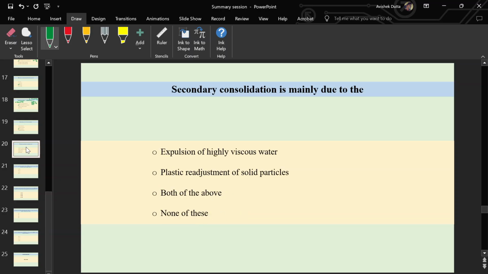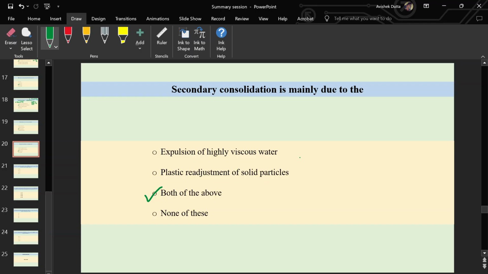Next question. Secondary consolidation is mainly due to the expulsion of highly viscous water, plastic readjustment of solid particles, both of the above, or none of these. What is the answer? I believe Dheeraj can say, he was there in the class. Sir, as I remember, both of the above. Yes, as you remember, but it is actually both of the above. It is not like you should just remember, you should understand. Okay, why both of the above?